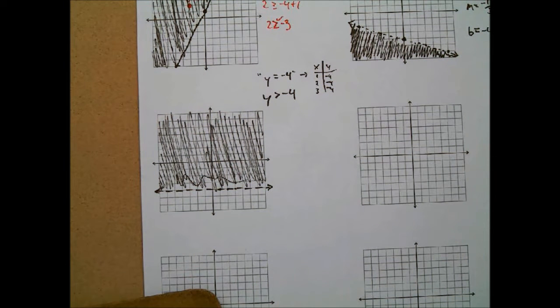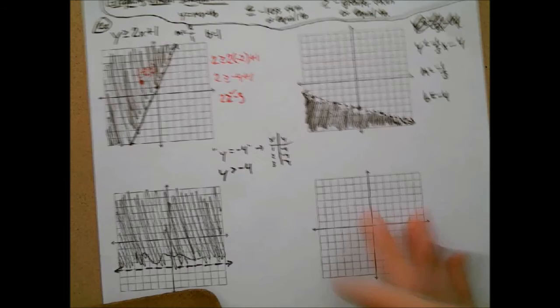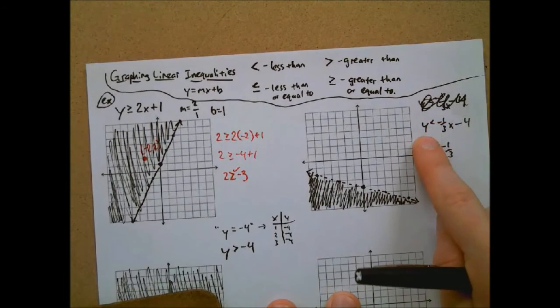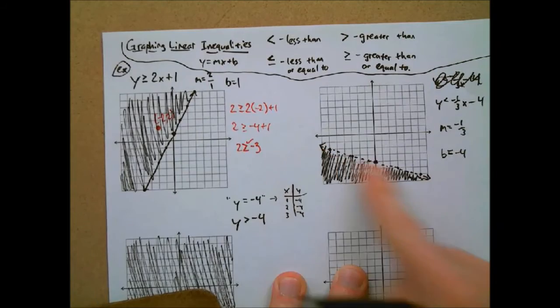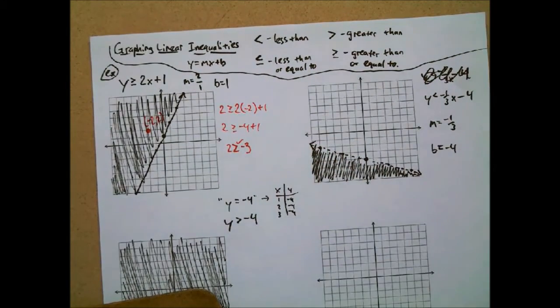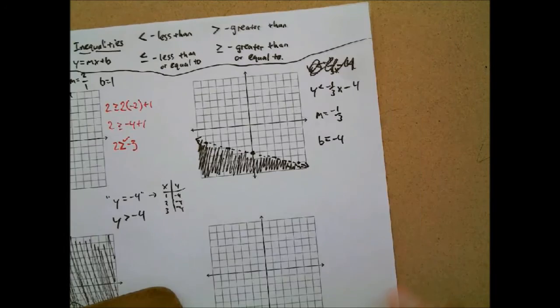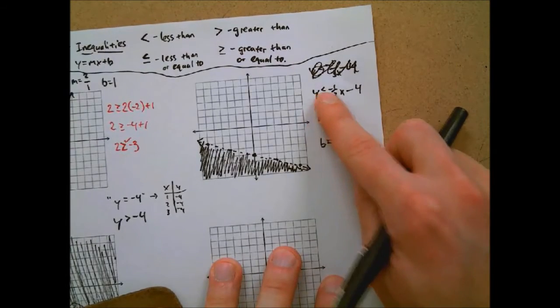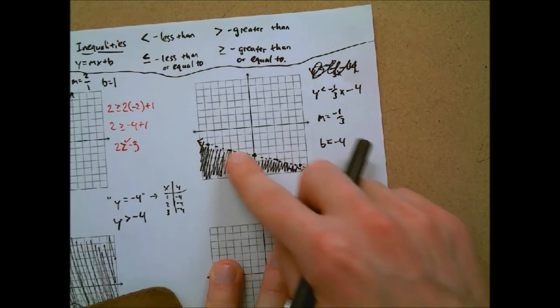Okay? If it's less than, right? The y values are less than this thing. Our y values are less than that. We want to shade below that for less than. Oh, I'm sorry, I was off the screen. There we go. Y's are less than this. There's the line. So we want to shade less than that.